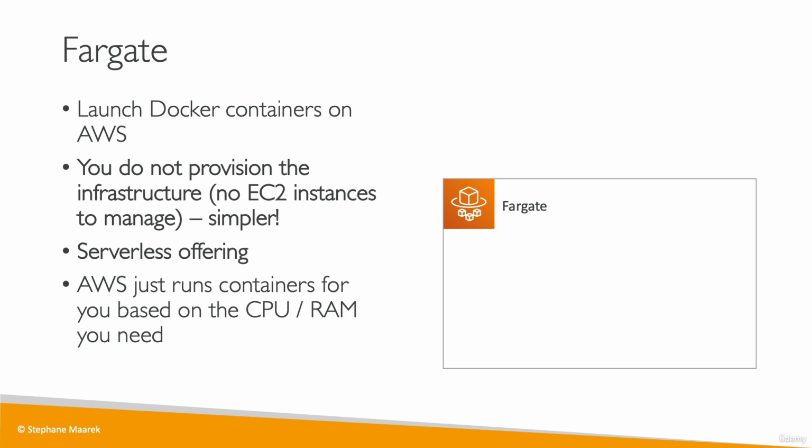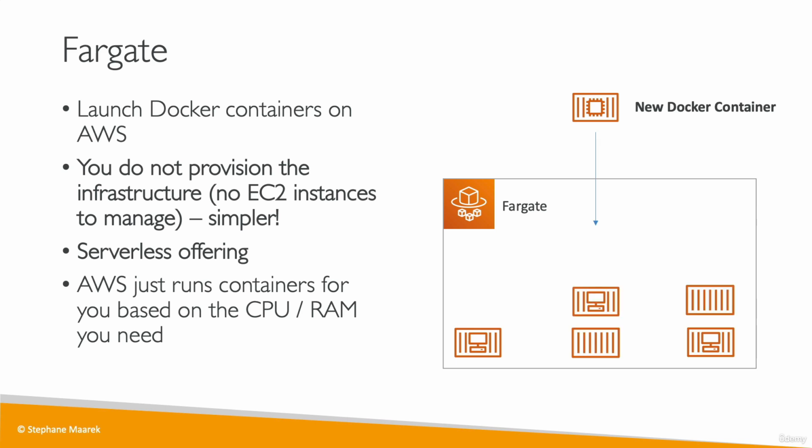So Fargate is here. Say we need to have a new Docker container to be run on Fargate. Then Fargate will automatically run that container for us. We don't exactly know where, but it will be run. And so the idea here is that with Fargate, we don't manage any EC2 instances, and so it is easier to use. So before with ECS, we first created our EC2 instances, but with Fargate, we don't. But both services allow you to run Docker containers on AWS.